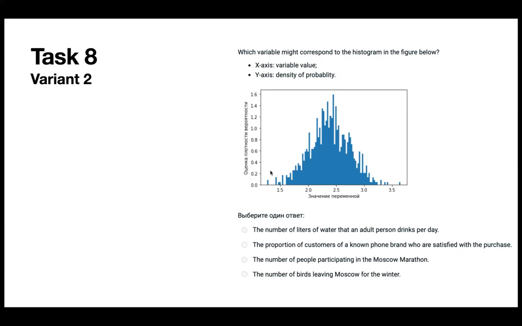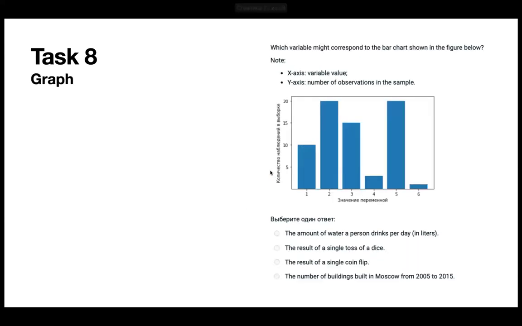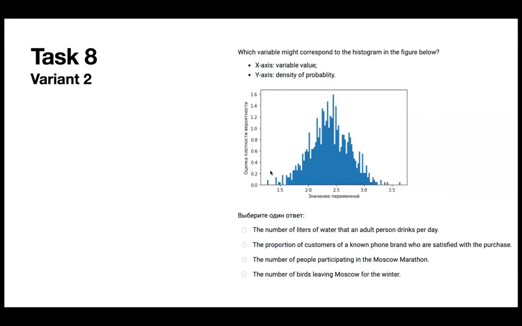Okay, so is this task clear? Task 8. Anastasia, I'm waiting just for you. Okay, nice. Oh, an arena. Nice.